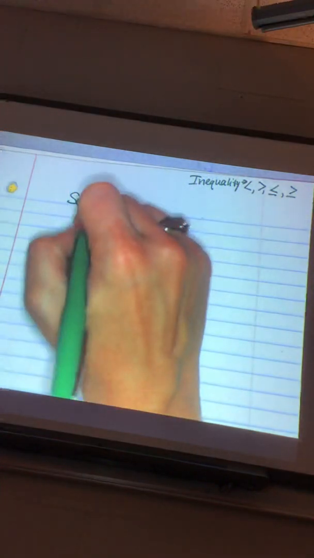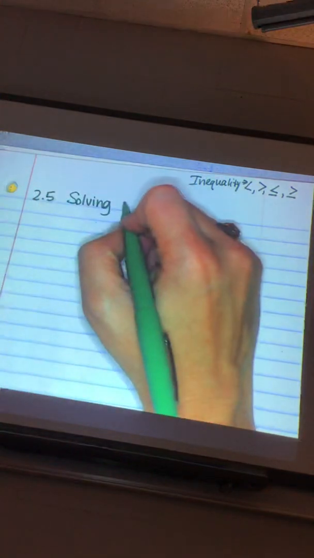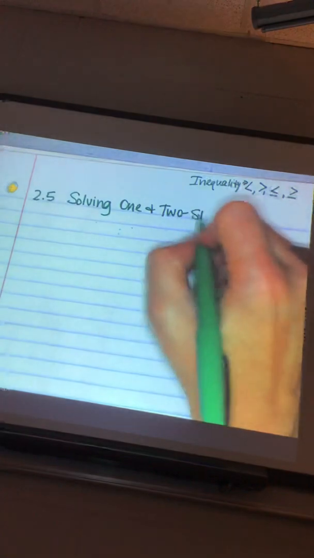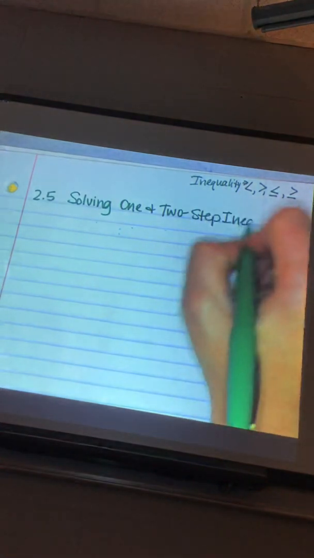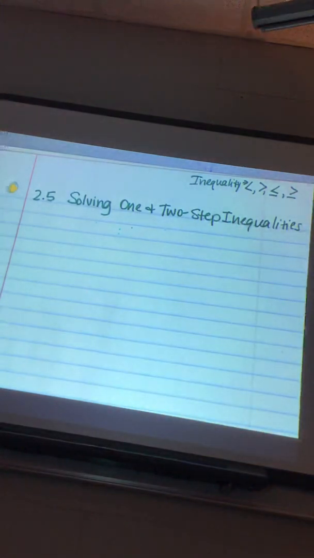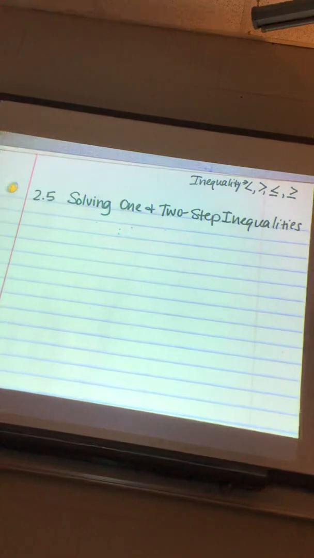All right, so our notes tonight are going to be titled Lesson 2.5, Solving 1 and 2 step inequalities. So we're going to get started here with a few notes.